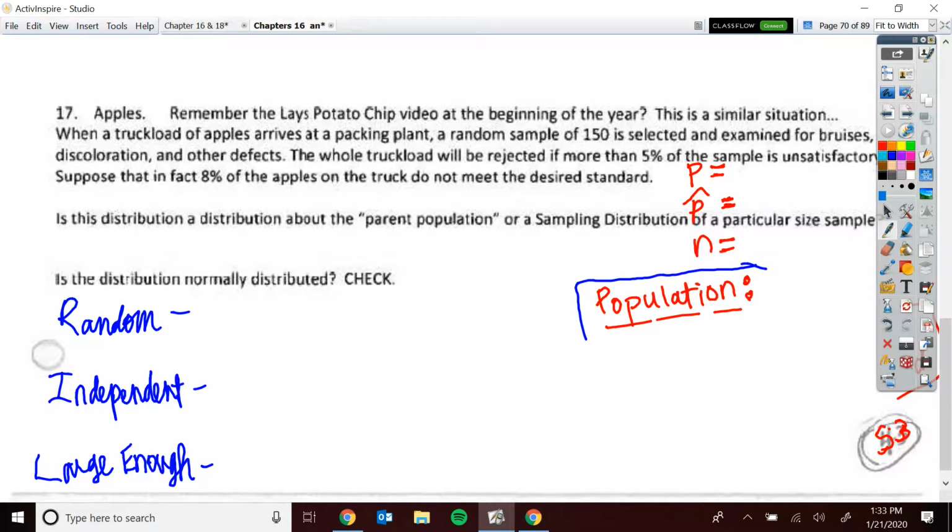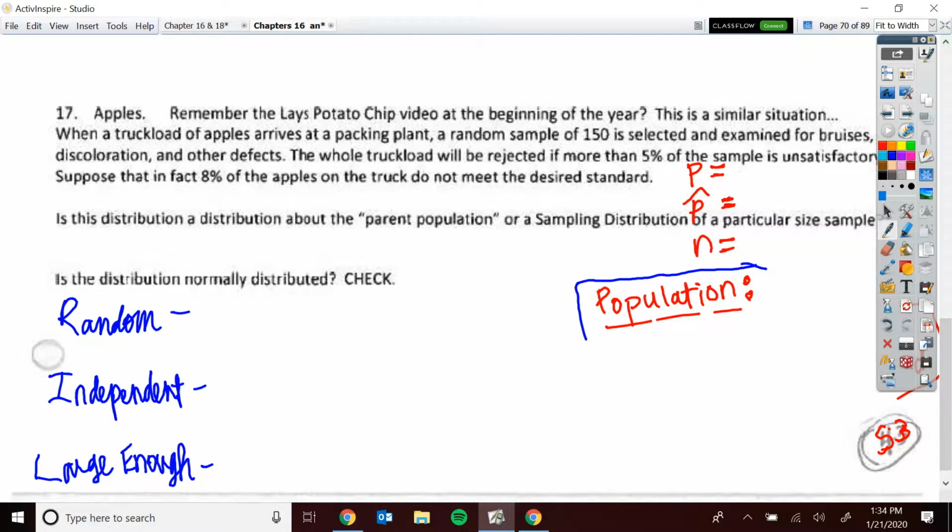So what is the population of this problem? What's the entire thing we're going to make an assumption about based on one sample of 150? Yes. Okay, good. The population.